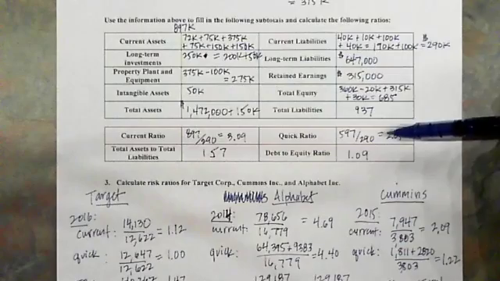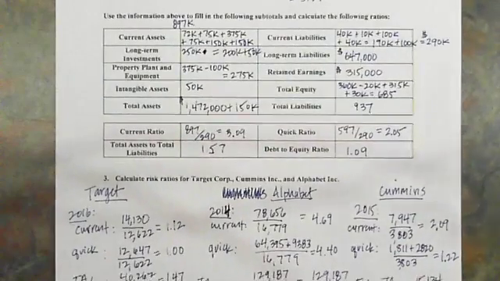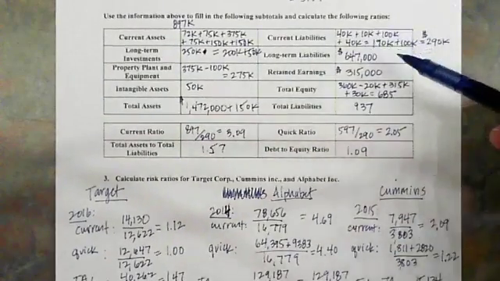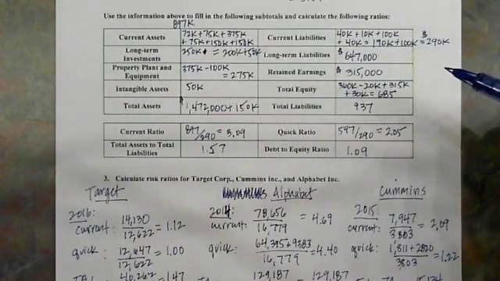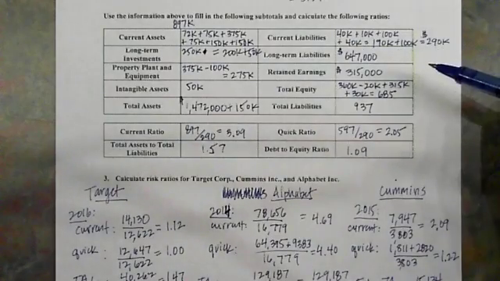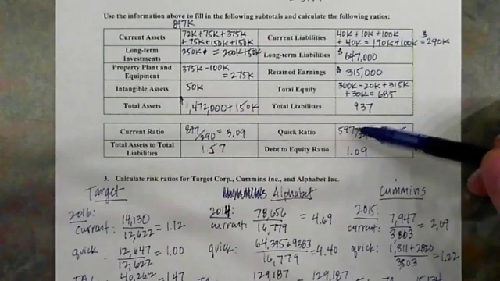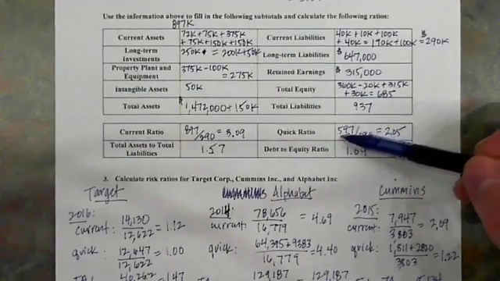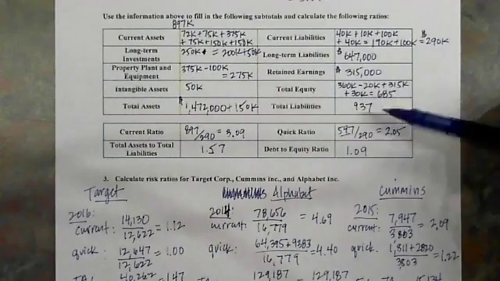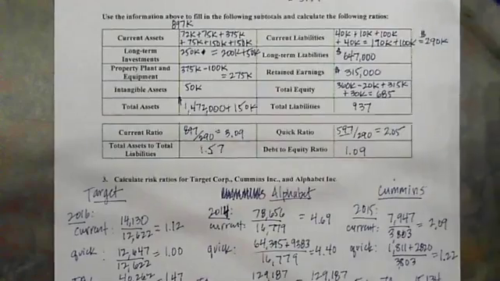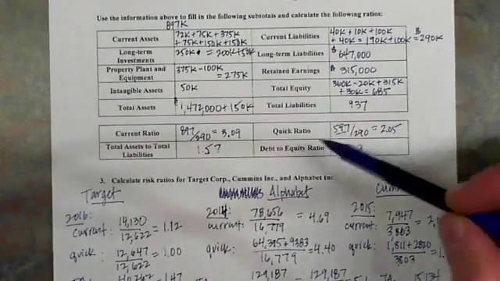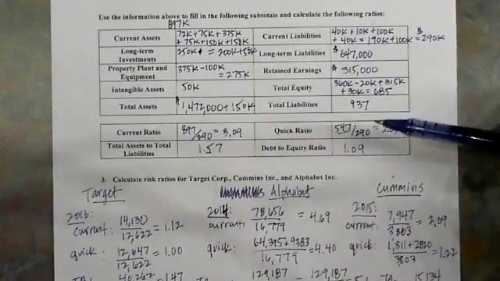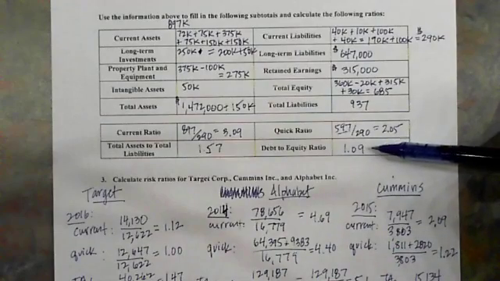The quick ratio, remember, is current assets that only include cash, marketable securities, and accounts receivable. So it's a more restrictive measure. In this case, it kicks out a couple, so we only have 597 after we take out inventory and prepaid assets, prepaid expenses. Total assets to total liabilities, again, pretty self-explanatory, and debt to equity ratio.